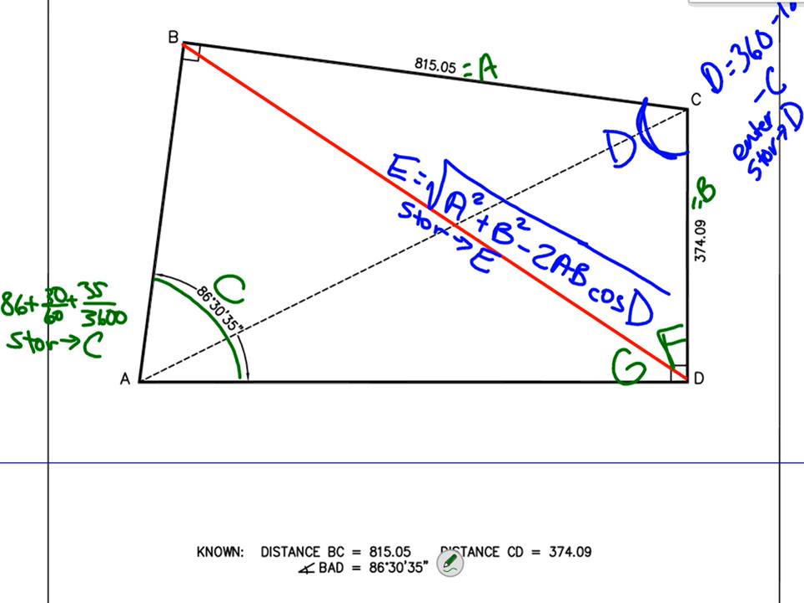So I'm going to say capital A over the sine of F equals capital E over the sine of capital D. And then I'm just going to figure out what F is. Can I go directly to F? Are you good with that? So F is going to be the inverse sine of A sine capital D divided by capital E.